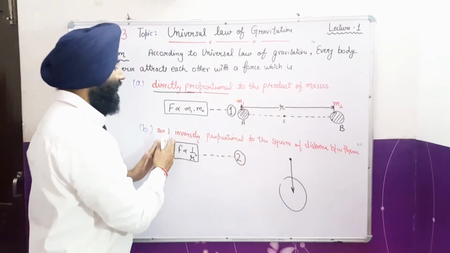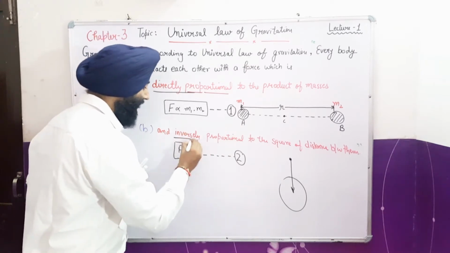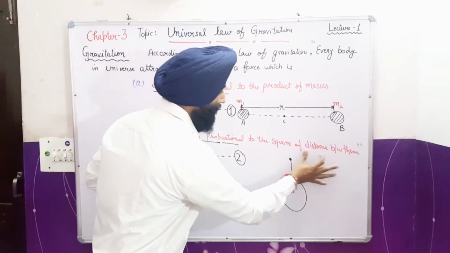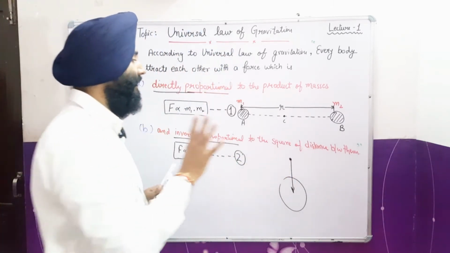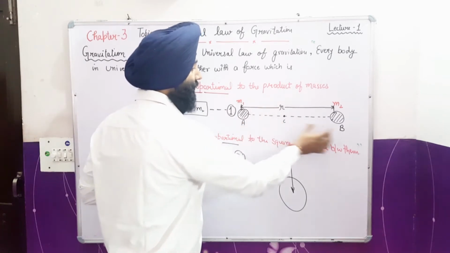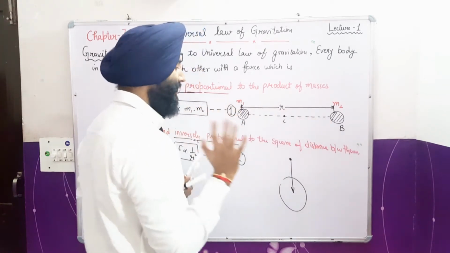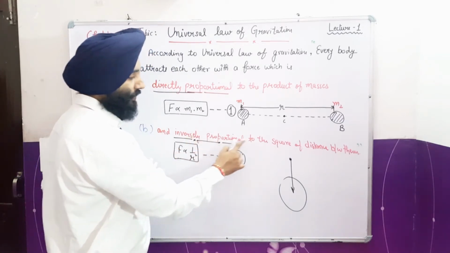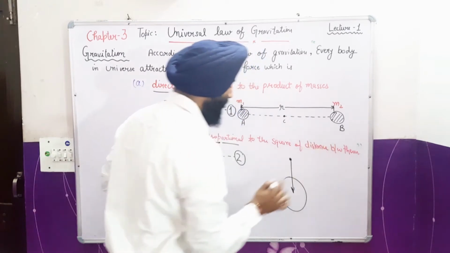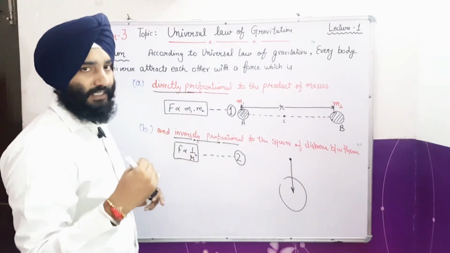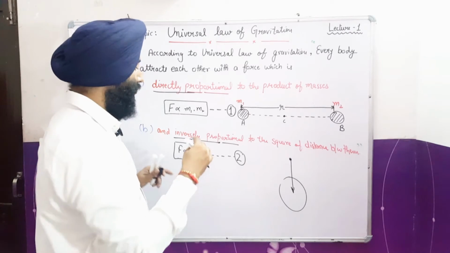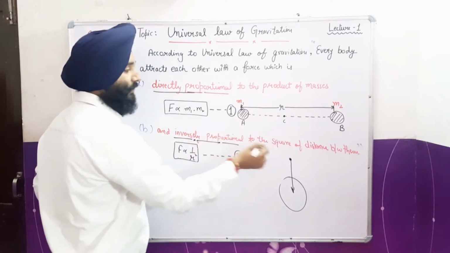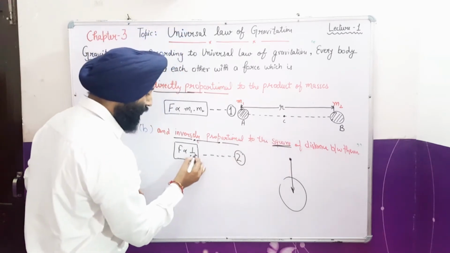And the second thing is what? Inversely proportional. Not directly; here the term is inversely proportional to the square of the distance between them. So first, look at the distance between these two bodies. According to Newton's law, what is it saying, children? Inversely proportional to the square of the distance between them. So inversely means 1 upon. 1 upon what? Distance. 1 upon distance. R is the distance. And what has been done to that distance? Square. So the square of that distance.